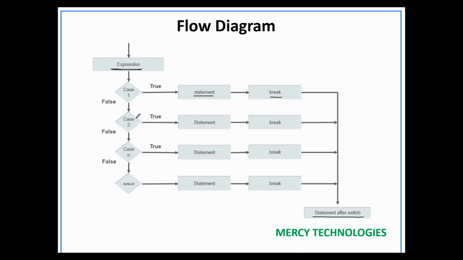If the second case is also false, it will check case 3. If case 3 is also false, it will check case 4. Like that it goes step by step. Wherever it finds a case that is correct, it will execute the block of statements. Because of break, it will come out. Other statements will not be executed. Listen carefully. Consider case 2 is correct: then case 1 will be skipped, case 2 executes and comes out. Case 3, case 4, and default will not be executed.